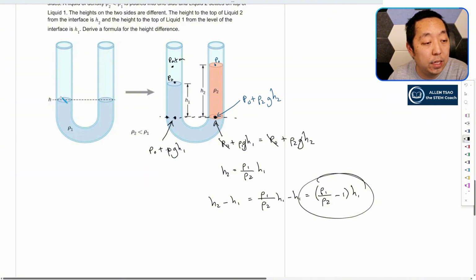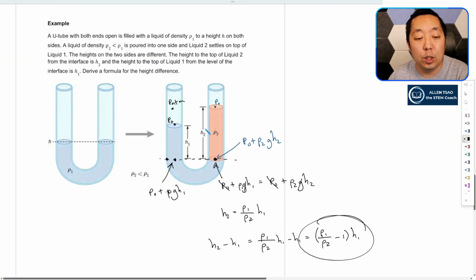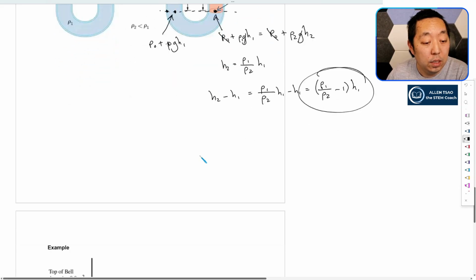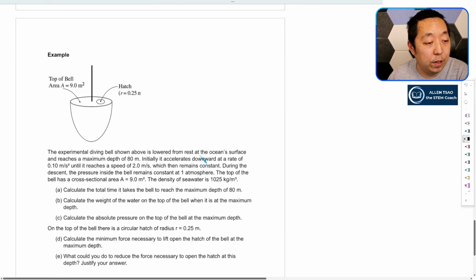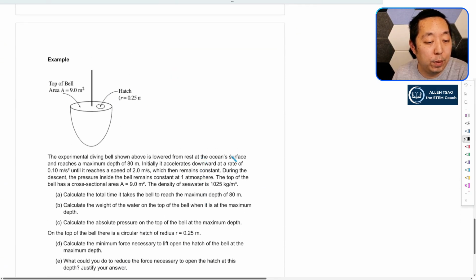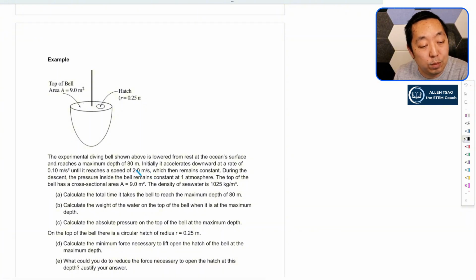And then, yeah, let's look at another example, an FRQ. So we have an experimental diving bell shown, lowered from rest at the ocean surface, that reaches a maximum depth of 80 meters. So this is now 80 meters below. Initially, it accelerates downward at a rate of 0.1 meters per second squared until it reaches a speed of 2 meters per second, which remains constant. During the descent, the pressure inside the bell remains constant, 1 atmosphere. So inside here is 10 to the 5th pascals.